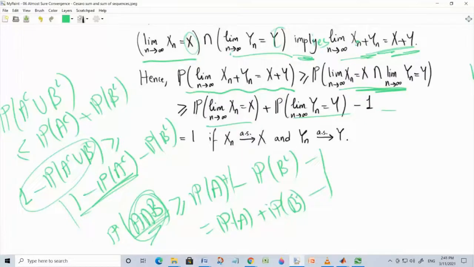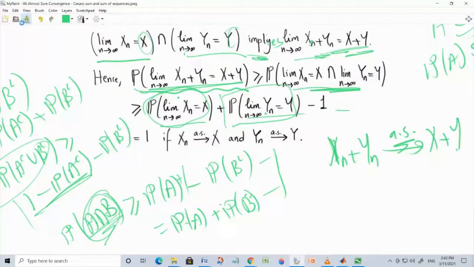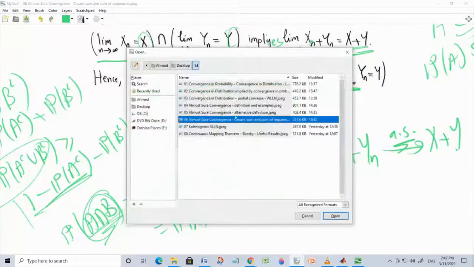Now, it's given that Xn converges almost surely to X, so this probability is 1. It's given that Yn converges almost surely to Y, so this probability is also 1. 1 plus 1 minus 1 is 1. And so the probability of this is 1. And so we have the sum: Xn plus Yn converges almost surely to X plus Y. Okay, any question?